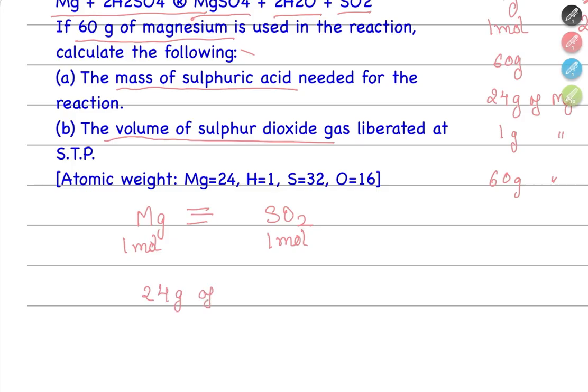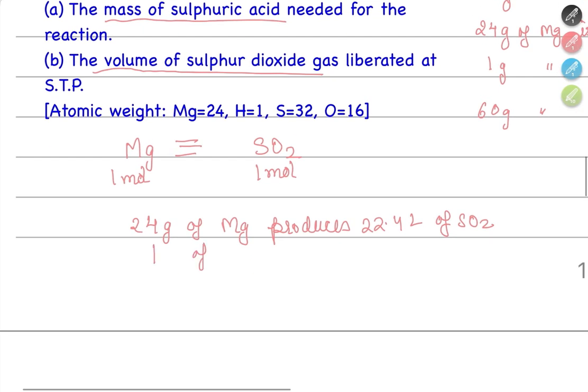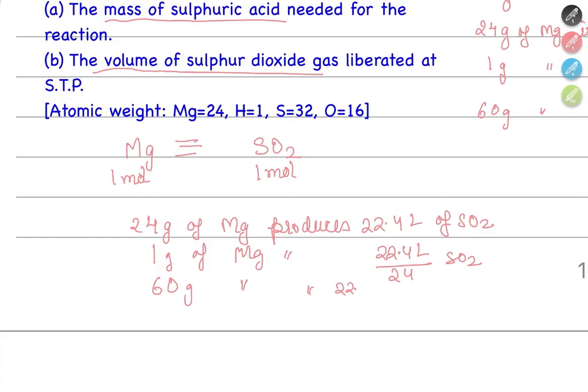So let's convert that and write it. 24 gram of magnesium produces 1 mole of sulfur dioxide, that means 22.4 liter of sulfur dioxide. We can calculate that 1 gram of magnesium produces 22.4 liter divided by 24 of sulfur dioxide, and for 60 gram, which is my given value, we multiply by 60, which will give you an answer of 56 liter of sulfur dioxide.